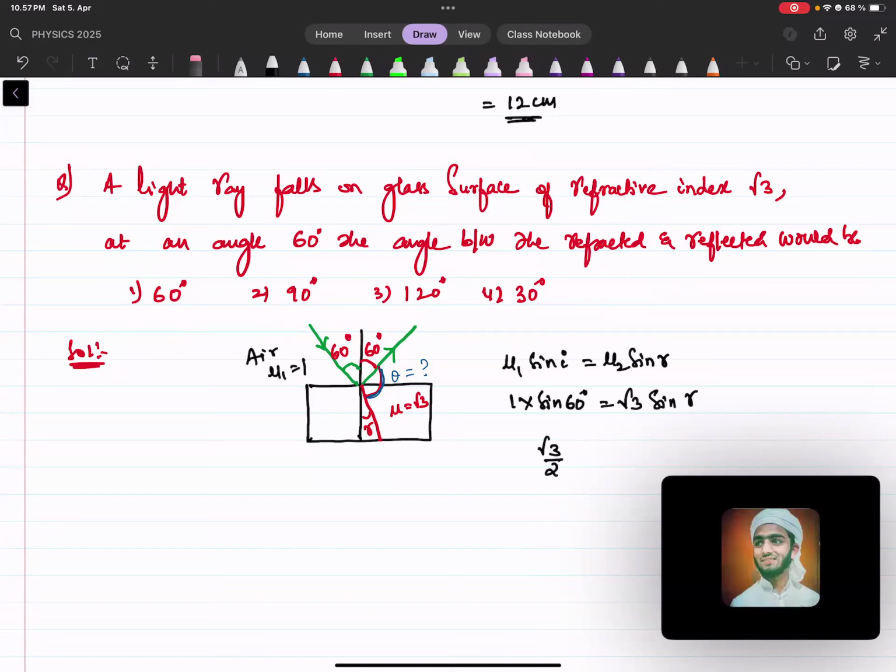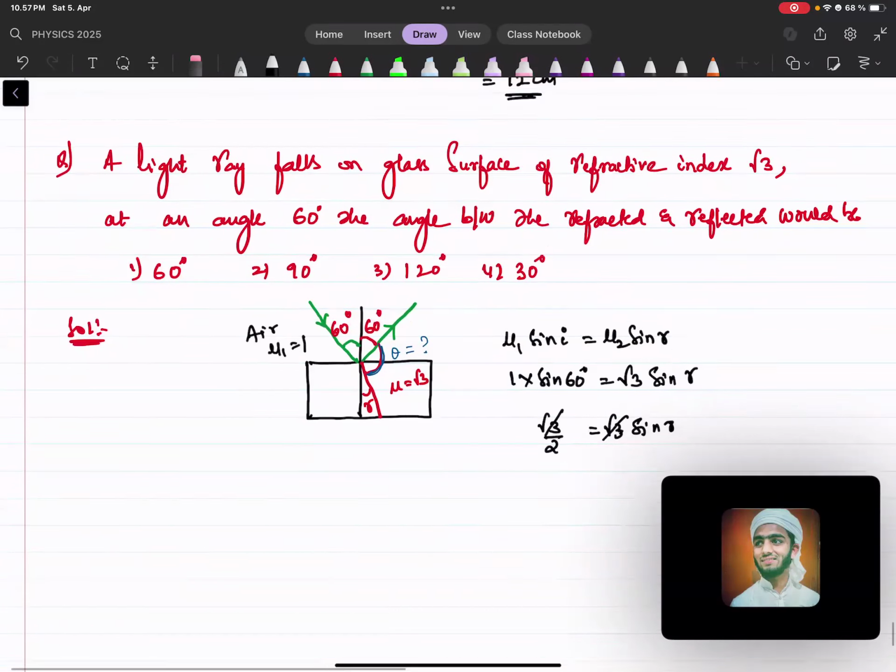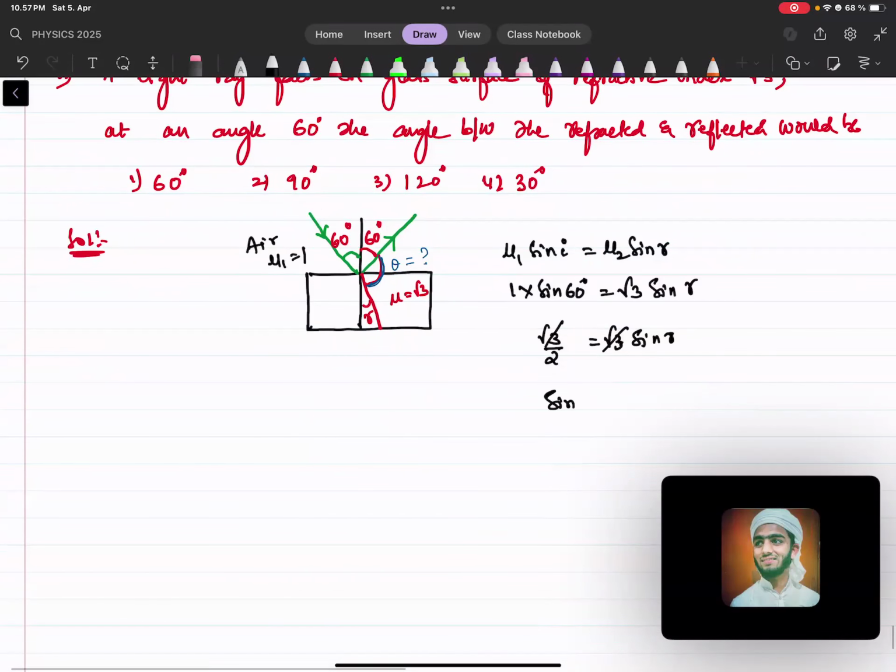√3 by 2 equals √3 into sine of R. √3 will get cancelled. So sine R is equal to how much, beta? 1 by 2. For what value of R is it 1 by 2? So the angle of refraction will be equal to 30 degrees. If R is equal to 30 degrees, the total angle will be equal to how much, beta?